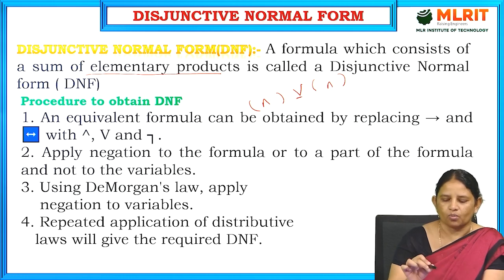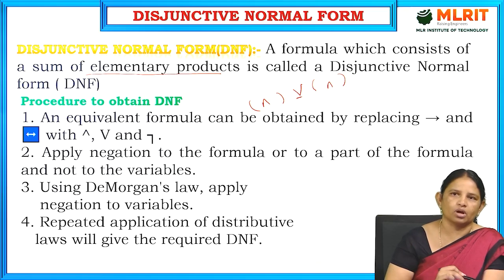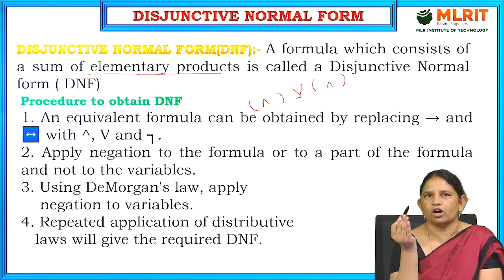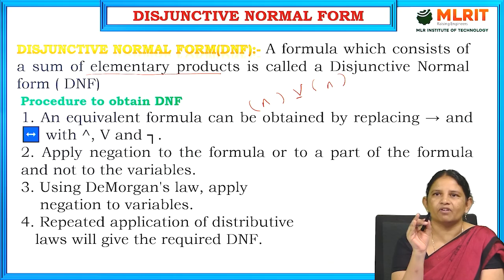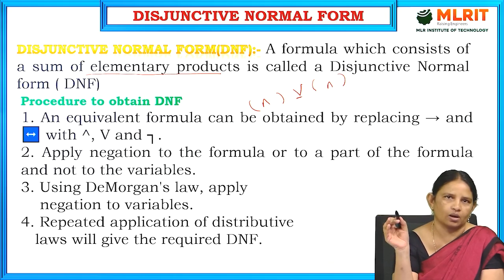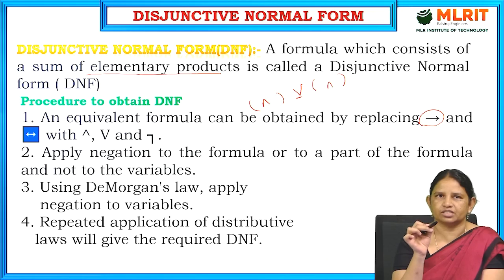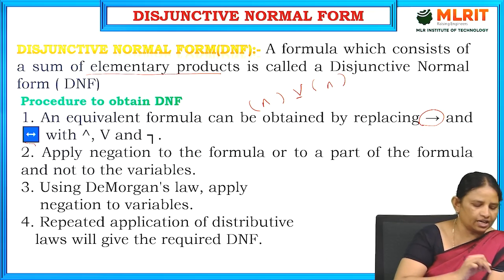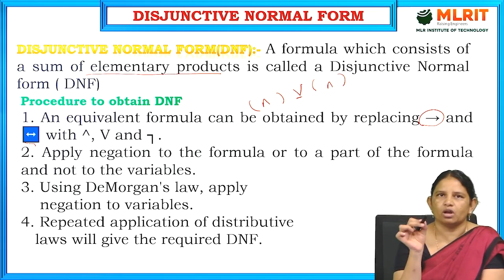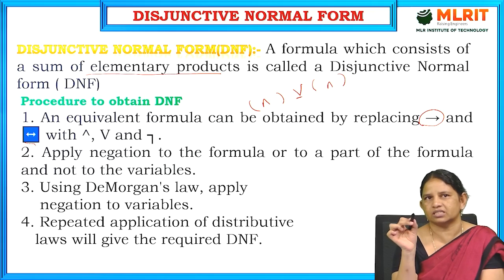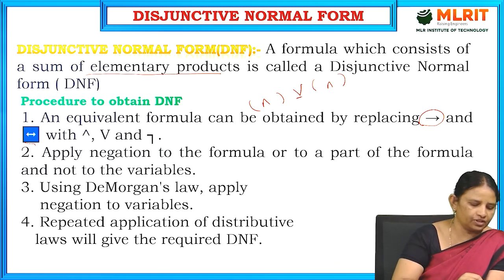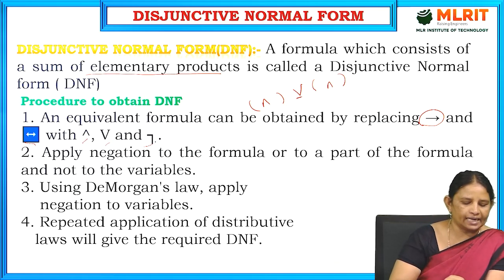Any formula in the form of a sum of elementary products is called a disjunctive normal form. What is the procedure we have to follow to get the required format of disjunctive normal form? Suppose the formula consists of a conditional statement or a biconditional statement. First of all, you have to replace that conditional and biconditional statement with and, or, and negation symbols.